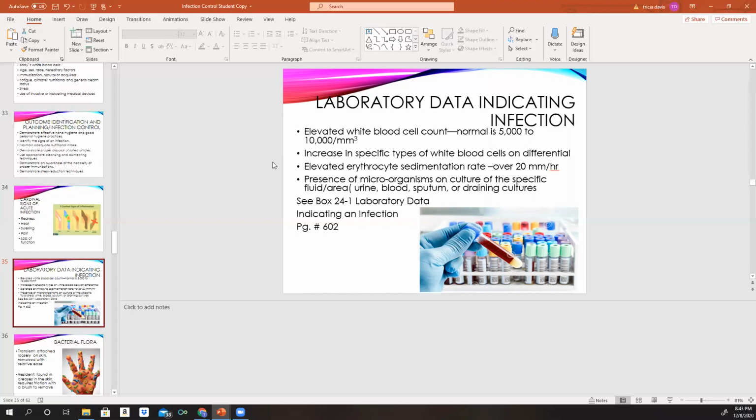Then we have the presence of microorganisms on a culture of a specific area. So it could be fluid. We could have sent out a urine sample. Maybe we sent out blood cultures. Maybe the patient has pneumonia and they gave us a sputum sample, or if we drained anything and we sent out cultures. So you can also refer to box 24-1, which talks about the laboratory data. If you go to page 602, we'll talk about that. That's the page that it's on.